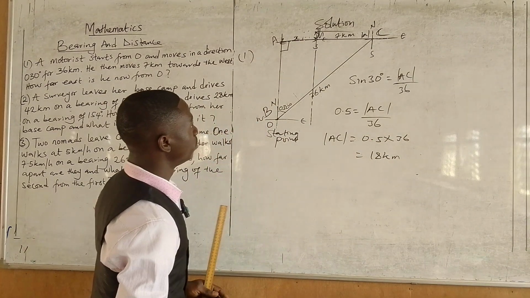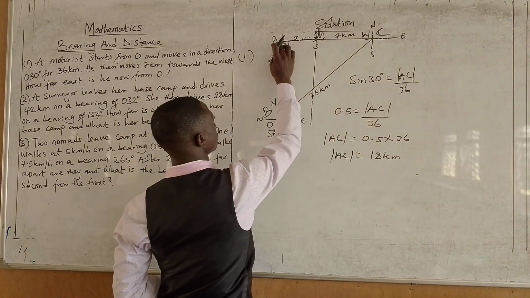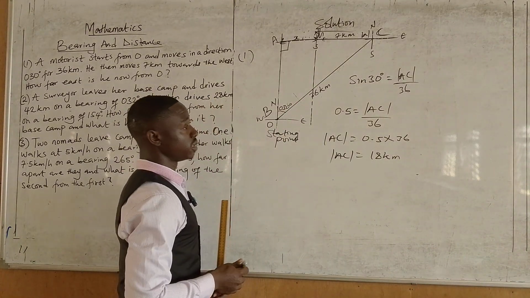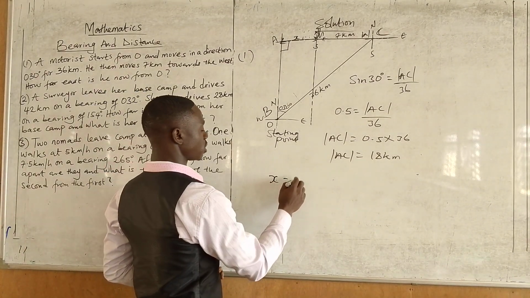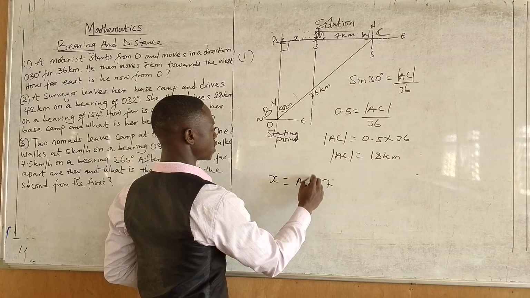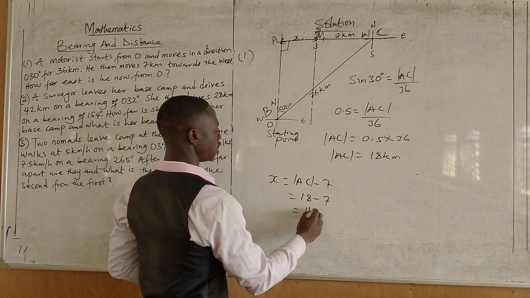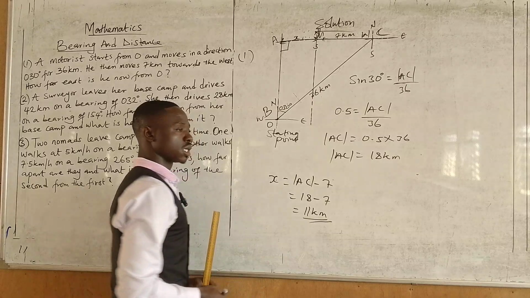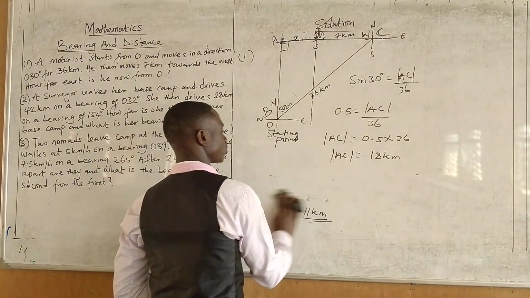All right, but what are we asked to find? We have to find X from here to here: how far east the motorist is from the starting point. So X will now be equal to AC minus 7, which is 18 minus 7, and that gives 11 kilometers. So that's the answer. All right, then I go to the second one.